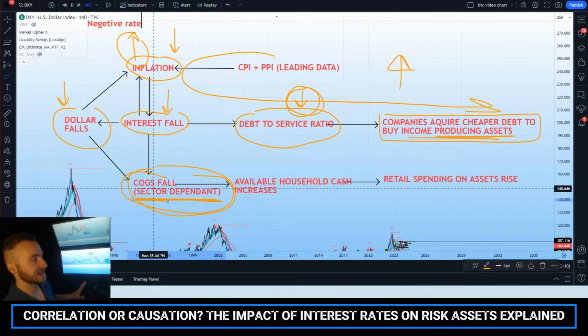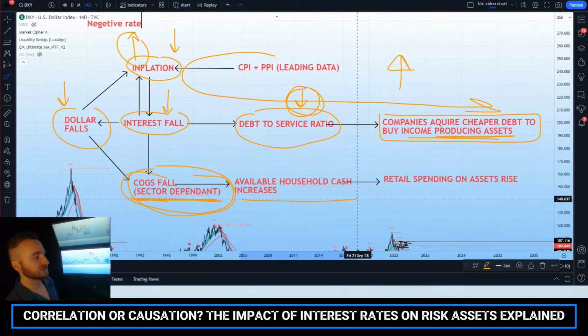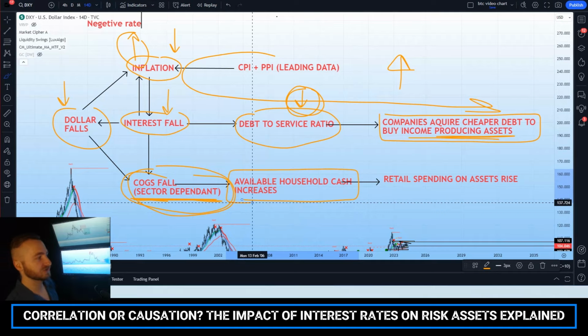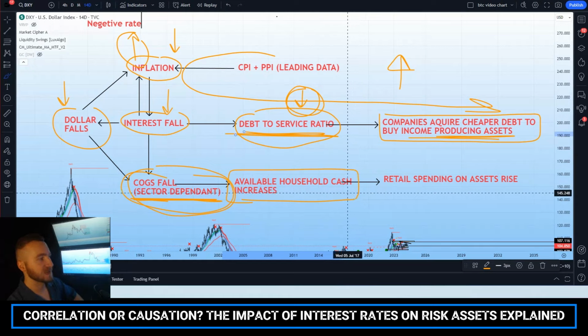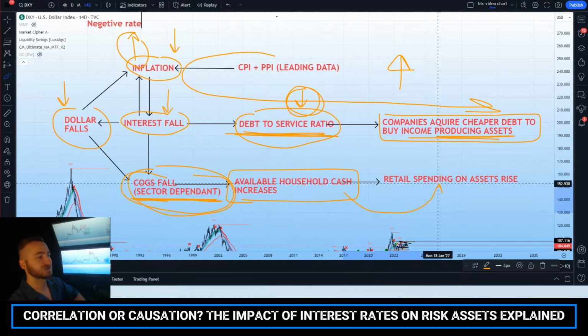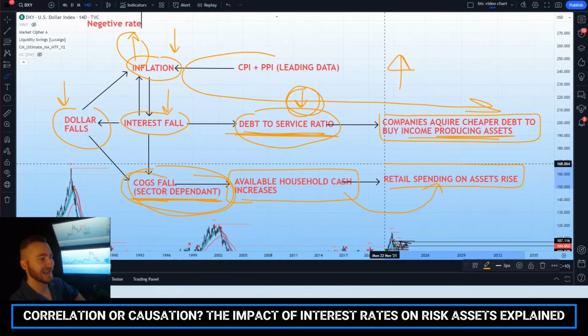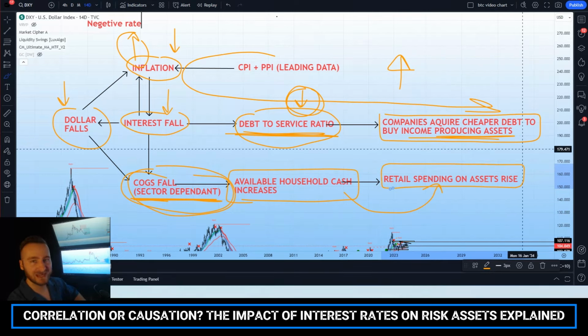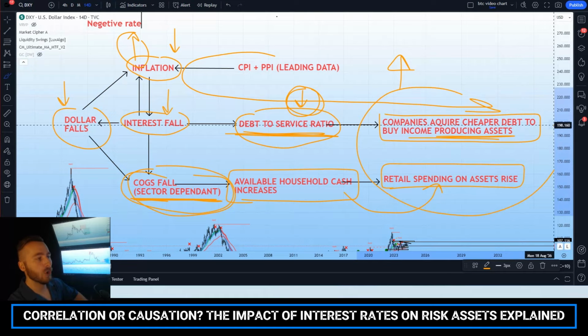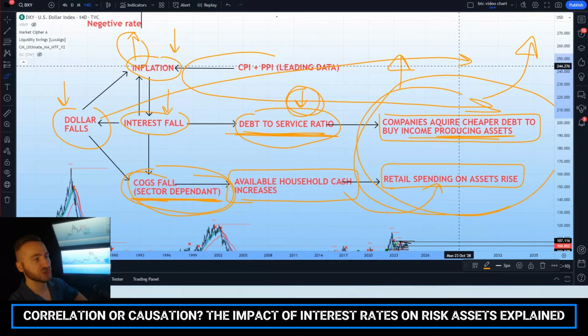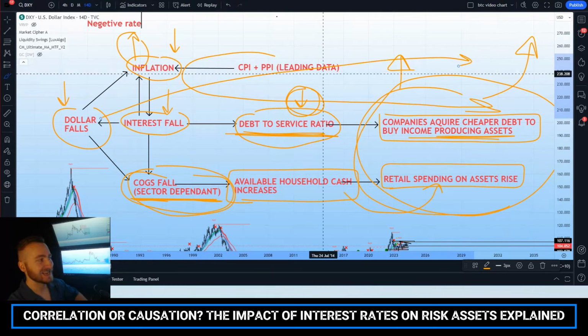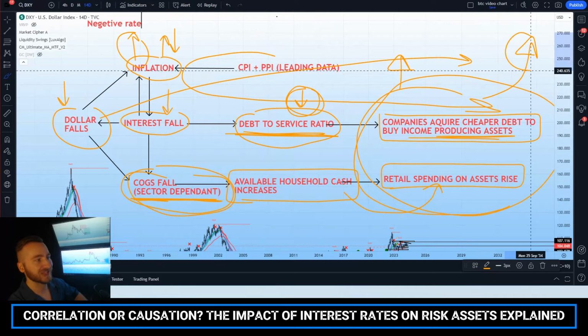Again, we can go into that another day, but I don't think it's necessary for a cryptocurrency channel. With that, we see available household cash increase. Now, this is a consequence of short-term and long-term debt obligations decreasing, which increases retail spending on income-producing assets. More money. This is the whole notion. As a consequence of interest rates falling, more money eventually flows into assets and out of the dollar, pushing inflation upward and risk assets higher.